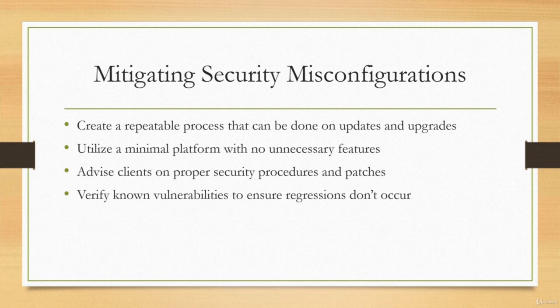So in order to mitigate security misconfigurations, there's a few different things that we should keep in mind. The first is that we should create a repeatable process that we can use to complete our configuration on updates and upgrades. For example, going back to Ghostcat, if I update Tomcat to the newest Apache Tomcat version, we also want to make sure that we apply all the same hardenings that we did to the previous version. In order to do this, we should have some repeatable process that can automate that. So just like a quick script that runs through our configuration and sets it all up again when we have to update or upgrade components.